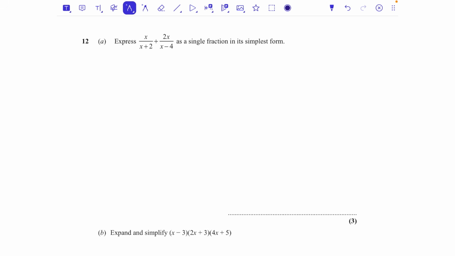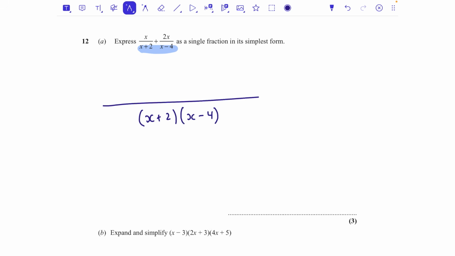Okay, question 12a. Express x over x add 2, add 2x over x minus 4 as a single fraction in its simplest form. So when we add fractions, we want to make the denominators the same, and the easiest way to do that is to times them together. So this denominator is going to be x add 2 times by x minus 4.